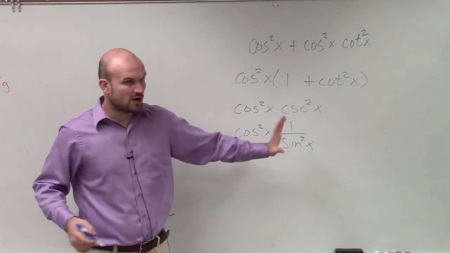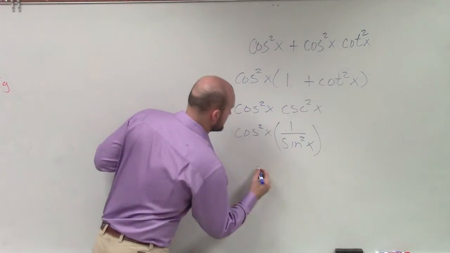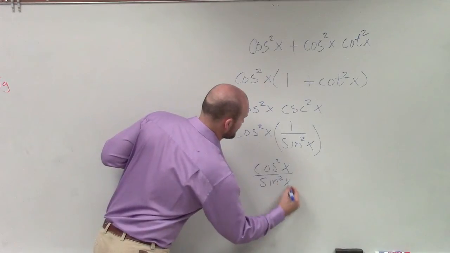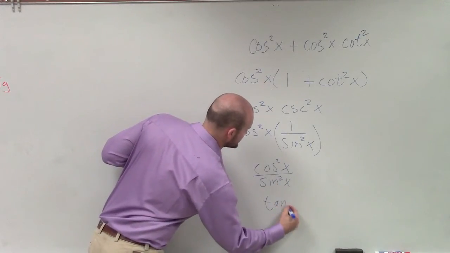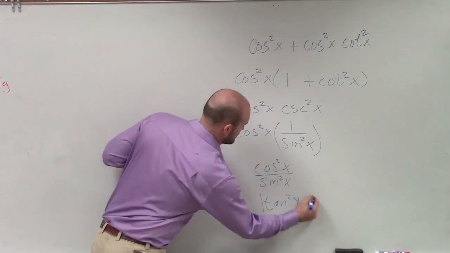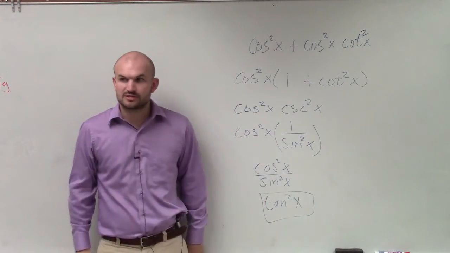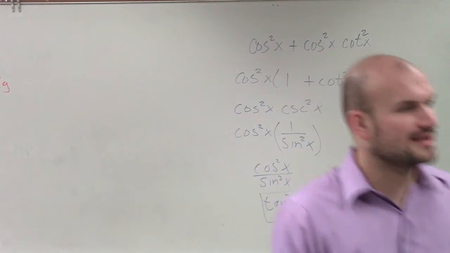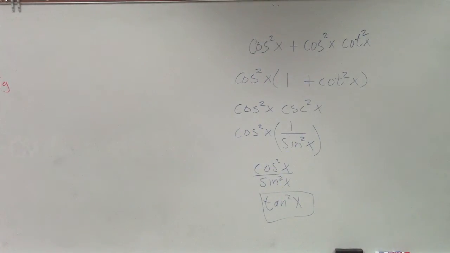Then, as I multiply those across, I'm now left with cosine squared of x over sine squared of x, which equals tangent squared of x. Should be your simplified version. OK? So again, it's just going to work on a lot of using your identities.